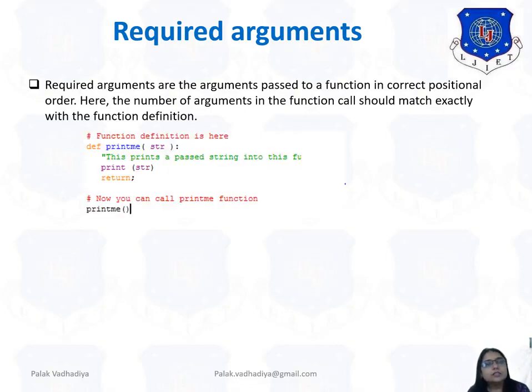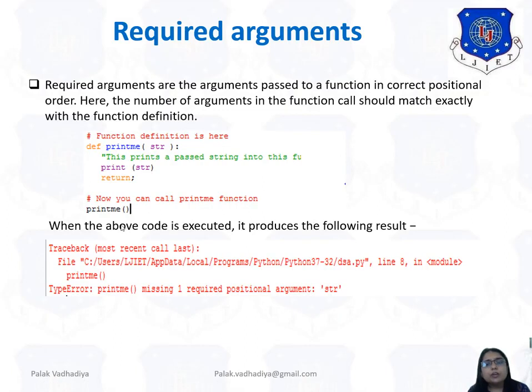Consider this simple program. Here I have written a simple function, print me. Whatever string you pass inside this function, it simply prints that. So I just use print, then the string, and then return. Now when I want to call that function, here I have written print me with nothing inside. There is no argument. So when I execute this code, what will happen?